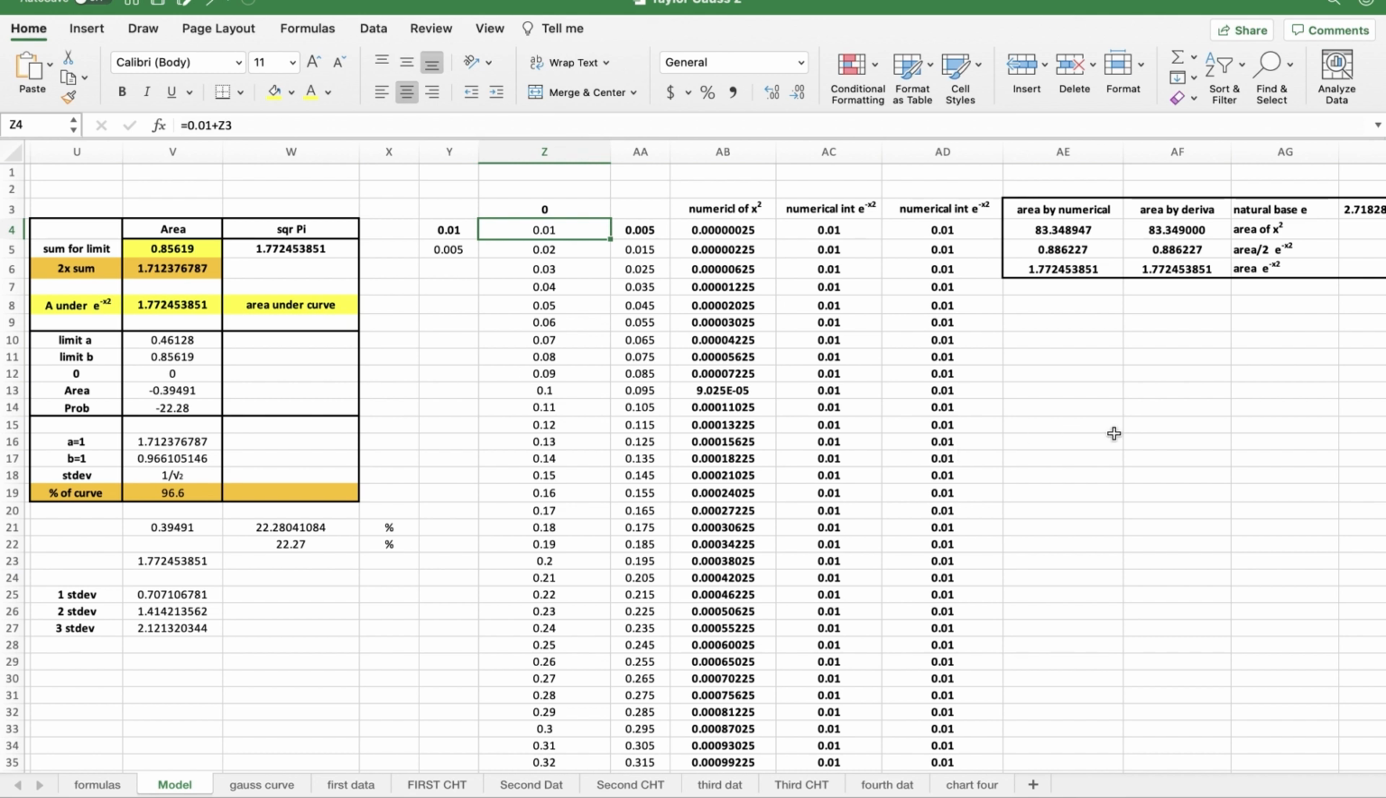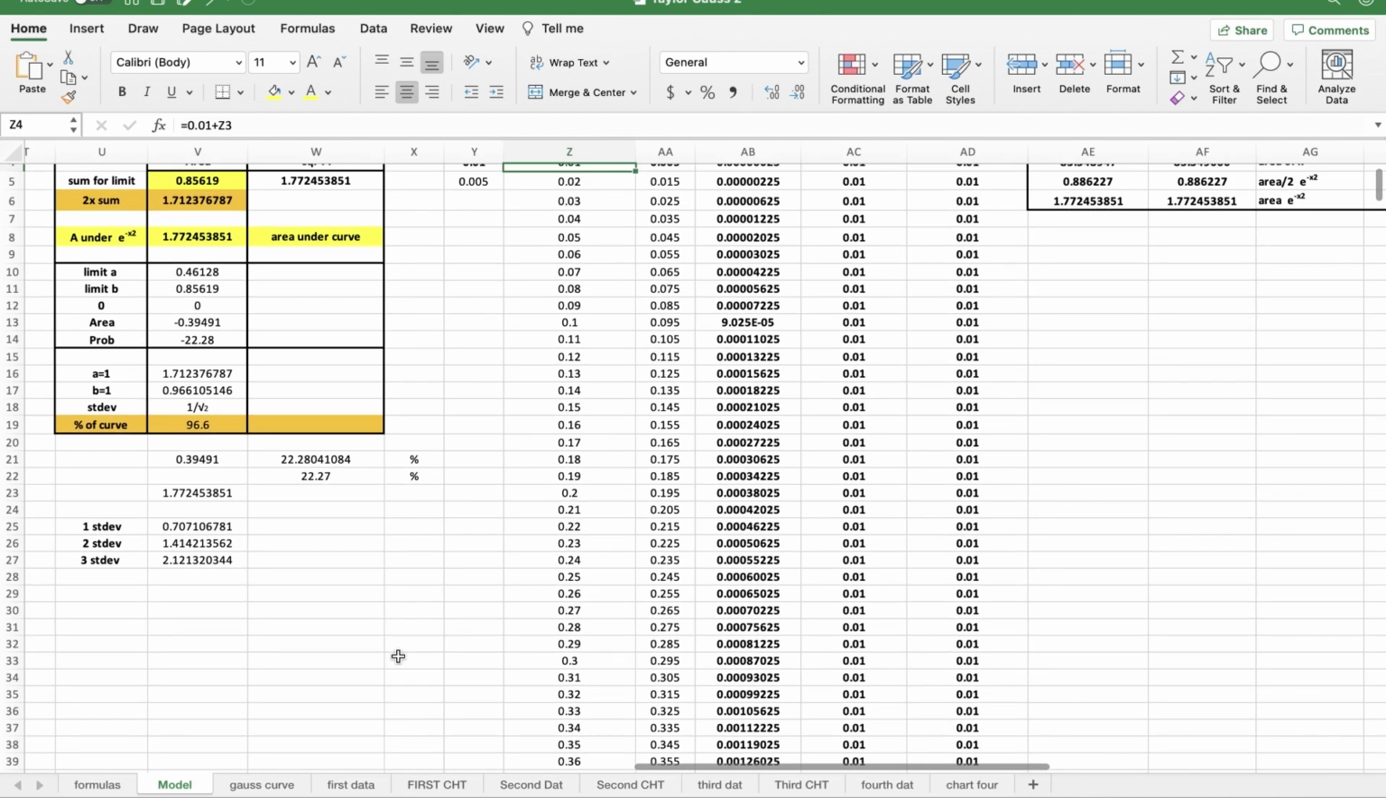So here I've used Excel for both the Taylor series solution to the integral and for a numerical method using rectangles to solve the area under the curve. And they both give very, very good results. And so I just wanted to show you that there are different methods for achieving the same thing, even if you can't solve a particular integral explicitly.